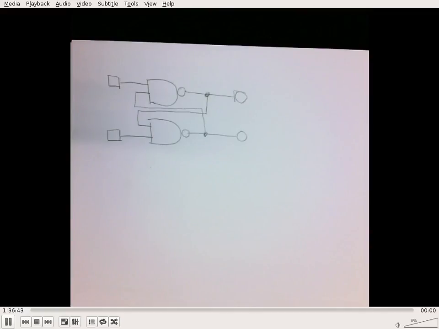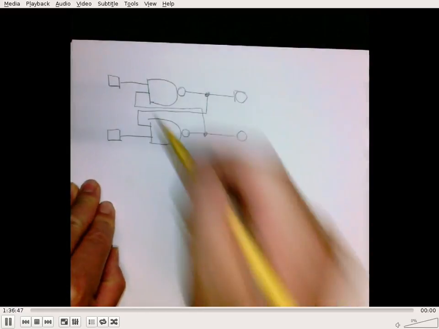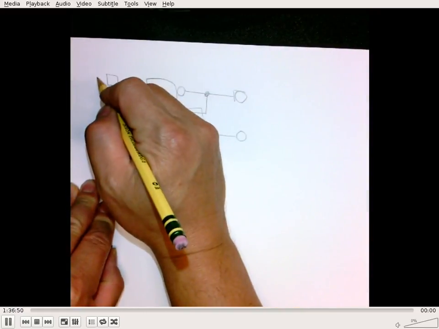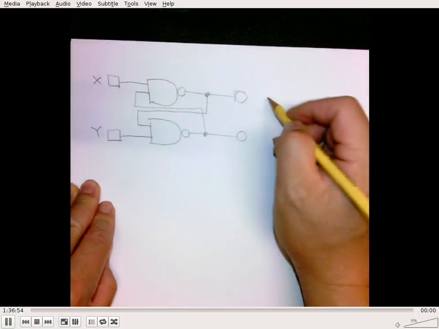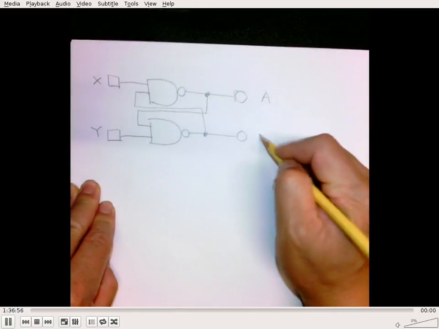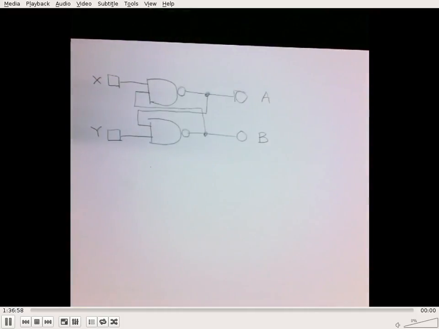And I will start to label these things. The labeling may not be the same as in the notes itself. So I'll call these X and Y, and then this one I'll call A and B. It may not be exactly the same way that I label the outputs and the inputs, but it doesn't really matter because all we need to do is to see how A and B relate to X and Y.